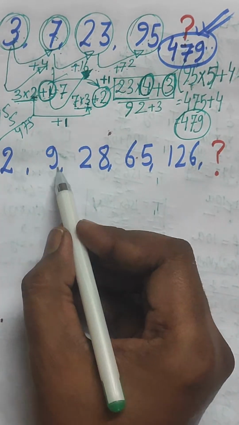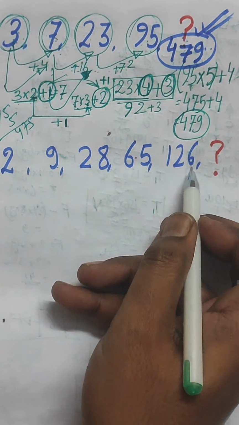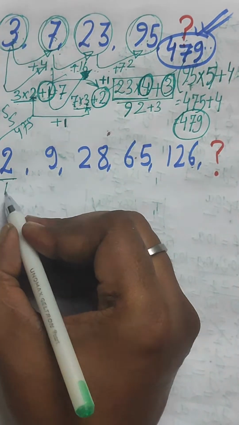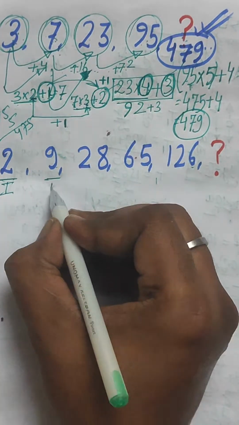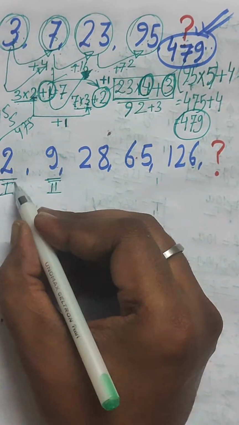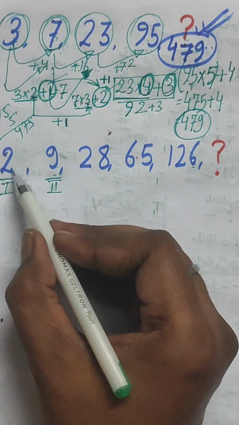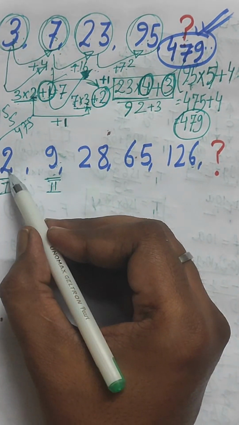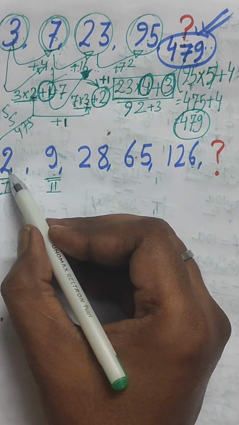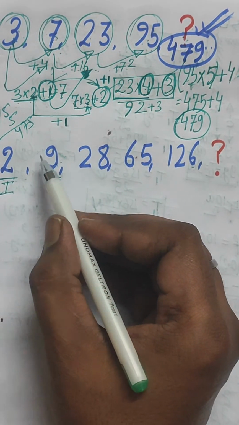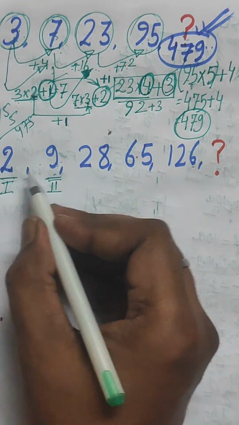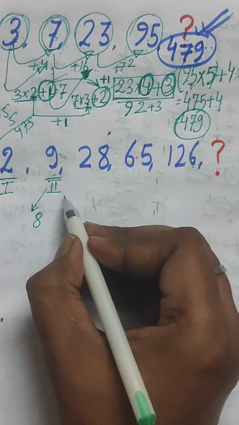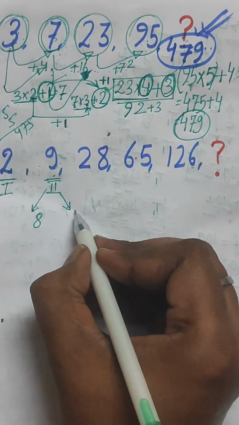If 2, 9, 28, 65, and 126 are the numbers of the series. So you can see this is the first number and this is the second one. So let us take the initial 2. You can see the 9 is coming into the table of 2 or not. Yes, it is coming into the table of 2 but successive to that particular number. That means the nearby 9 is either 8 or 10, right?